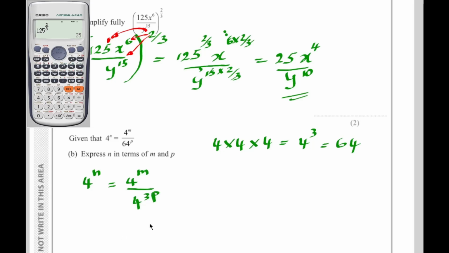We know that when dividing, we have to subtract the powers. Then this side you are getting 4 to the power of n equals 4 to the power of m minus 3p. Then I can write n equals m minus 3p. This is the answer.